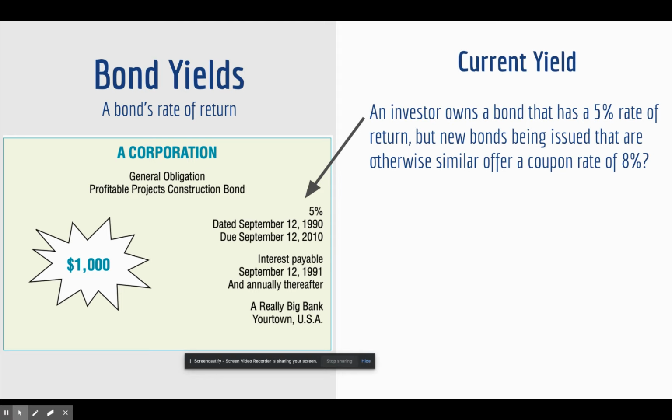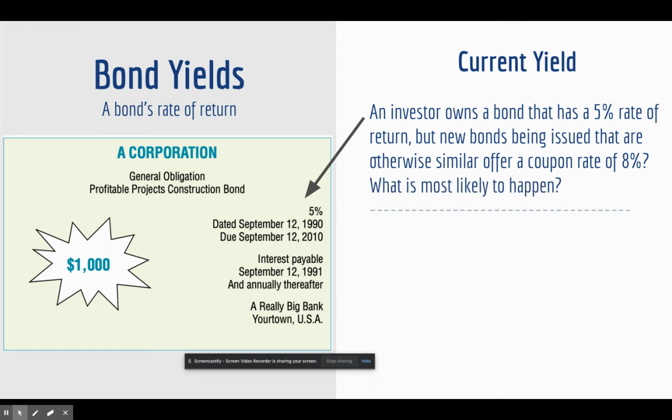Let's say you are an investor in this company and you own a bond that has a 5% rate of return, or a coupon rate, or your current yield. But new bonds are being issued that are otherwise similar, and offer a higher coupon rate. And what do we mean by otherwise similar? Well, similar companies, similar risk level, similar industry. Generally speaking, the conditions for this bond are comparable.